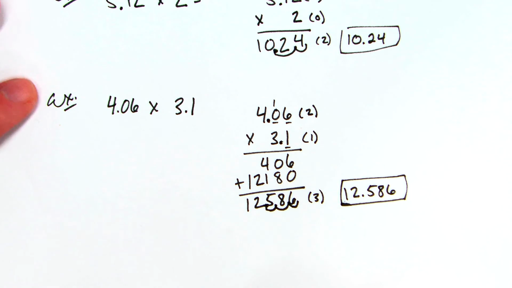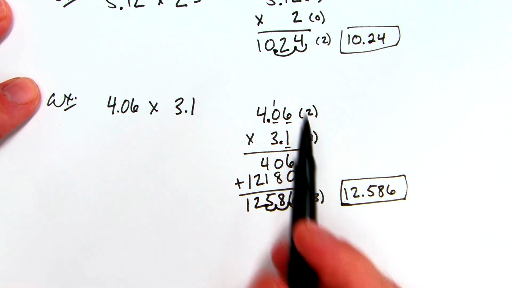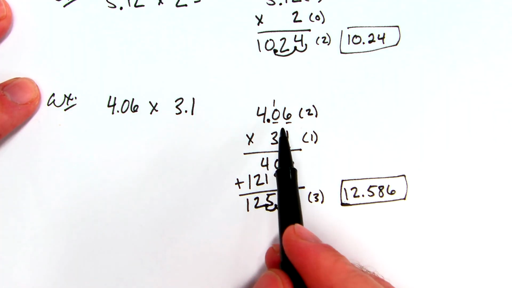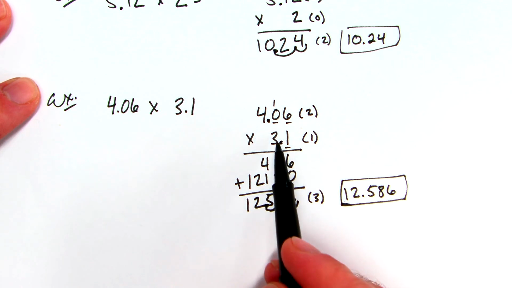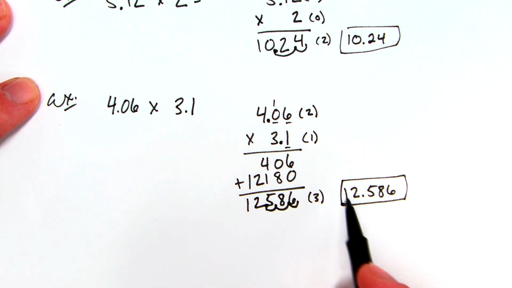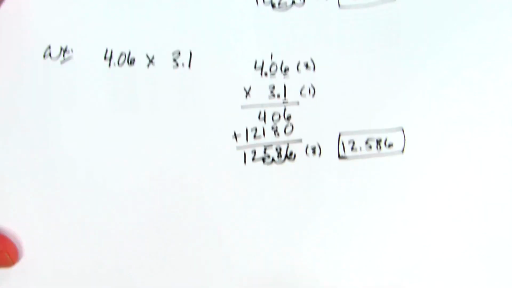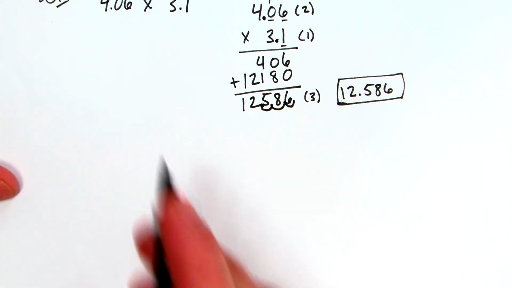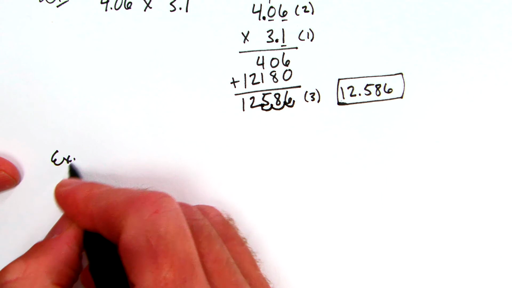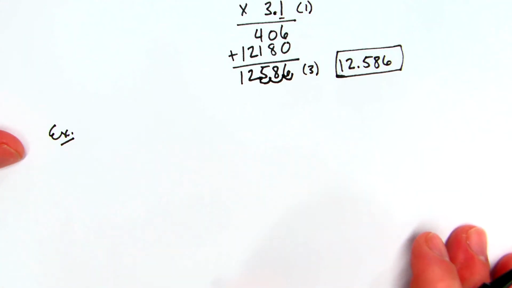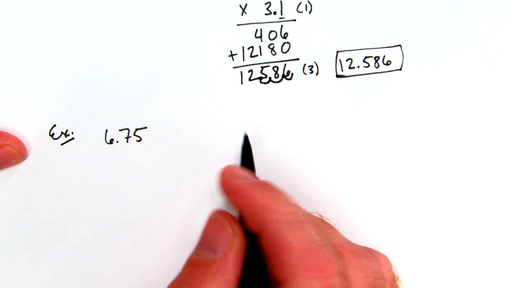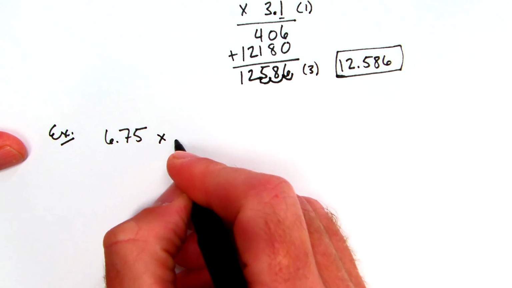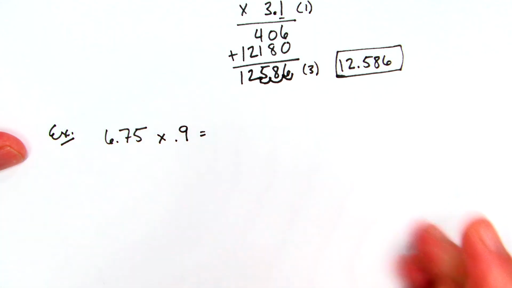And if we were to do a quick estimation, if we estimate 4 and 6 hundredths to 4, 3 and 1 tenth to 3, 4 times 3 is 12. Well, our product is close to 12, so that's reasonable. All right, let's look at one more example here for multiplying decimals. Let's take 6 and 75 hundredths. I'm going to multiply that by 9 tenths.